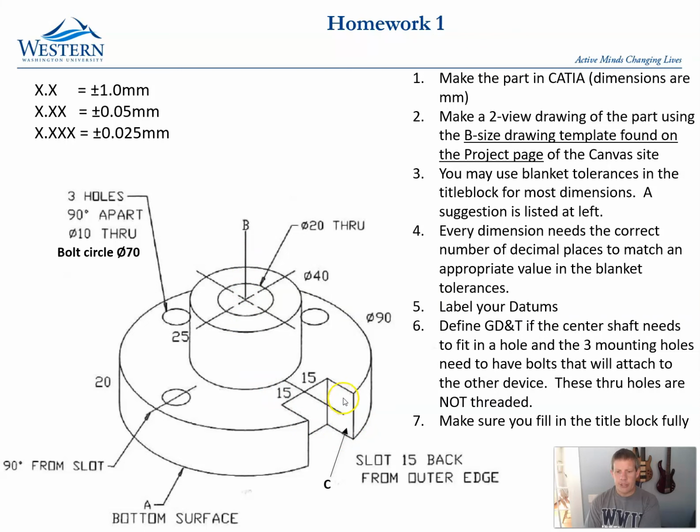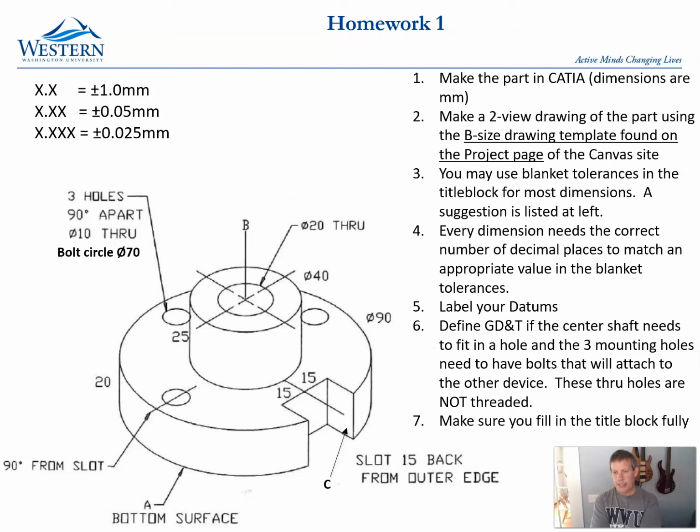But then to dimension from this face to the face that's over here on the other side needs to be a 30 millimeter dimension. And on both of those, you're going to need to figure out how important they are and figure out the correct number of decimal places for them.